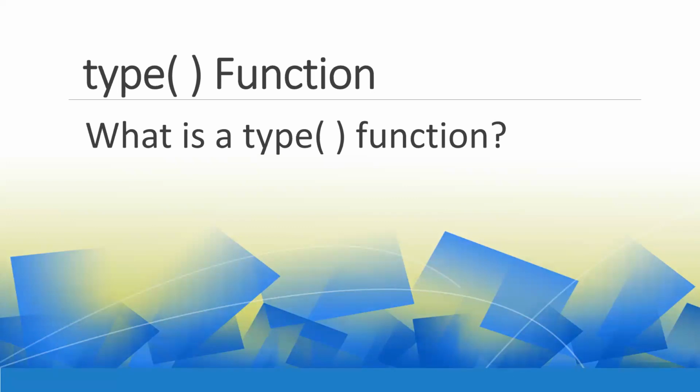What is a type function? In Python, the type function is a built-in function that allows you to determine the data type of an object or variable. It returns the type of the object as a value of the built-in type.